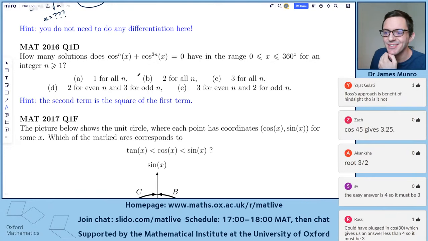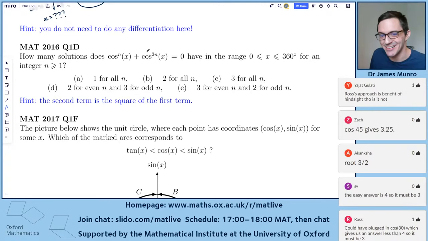We're asked how many solutions there are. So not what are the solutions, just how many solutions are there for cos of nx plus cos of 2nx equal to 0. And we're given some range. And n is some integer, whole number, bigger than or equal to 1. So maybe when n is 1, this reads cos plus cos squared, which I have opinions about. I could probably have a go at that. When n is 37, this is cos to the 37 plus cos to the 74, which I don't have intuition about how to make a start with.